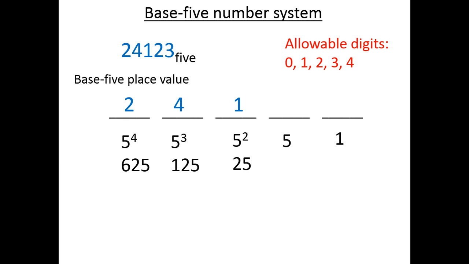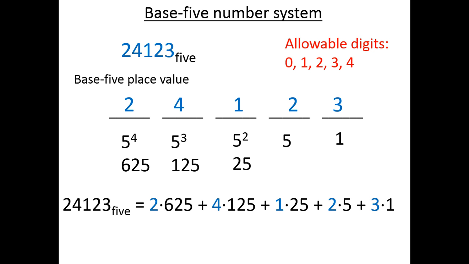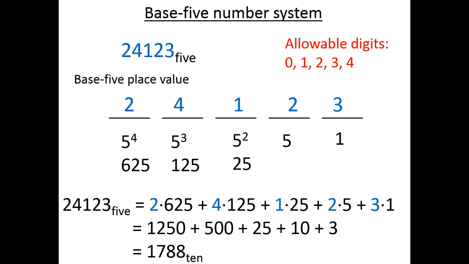So this number, 2, 4, 1, 2, 3, base 5, to us in our base 10 number system is 2 625s, 4 groups of 125, 1 group of 25, 2 groups of 5, and 3 groups of 1. So that's still considered expanded form. It's expanded form in a base 5 number system. Now, if we want to know what that means to us in base 10, we can go ahead and do the multiplications and the addition, and we'll find out that this number to us represents the same thing as 1,788 in base 10.